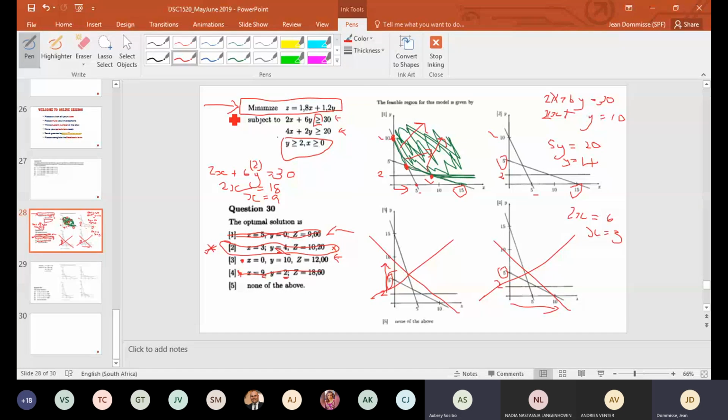So I can use those two equations, 2x plus 6y equals 30, 4x plus 2y equals 20, and then solve for x and y there. And then substitute those into the z equals 1.8x plus 1.2y. Yes, perfect. Oh, 100%. Thank you. 100%. Yes, 100%.